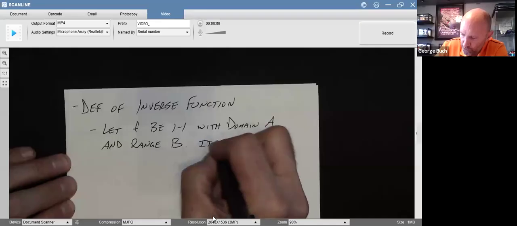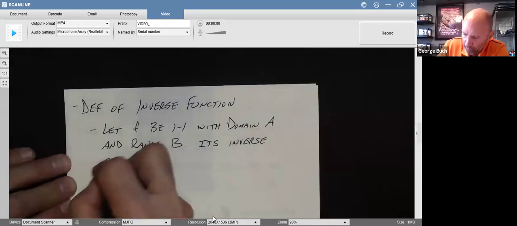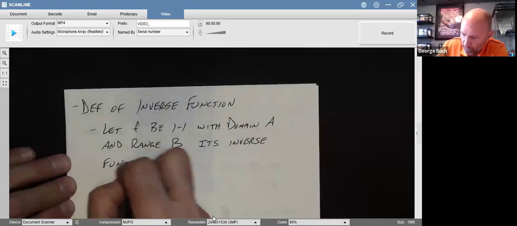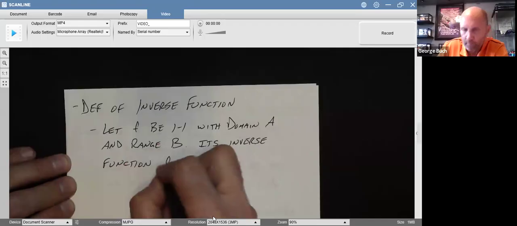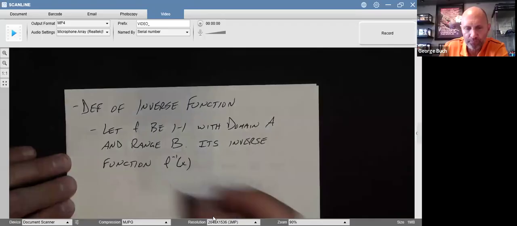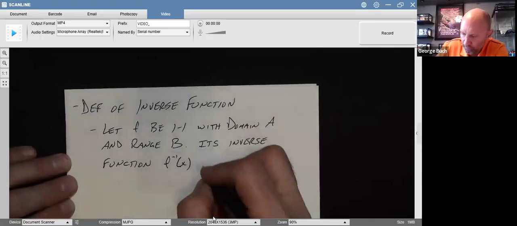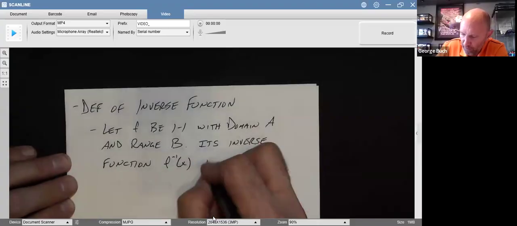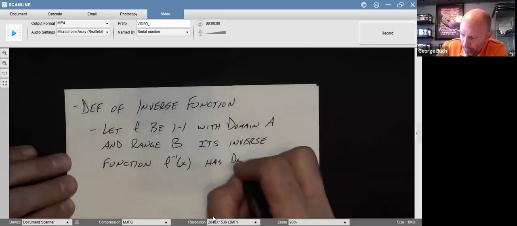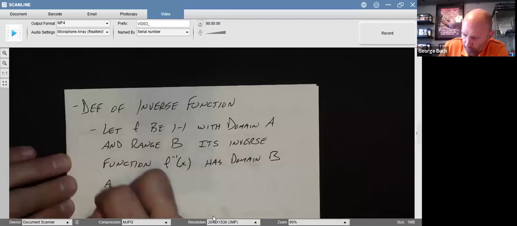Its inverse function, and we write this with a little -1 up at the top, so this means f inverse, not f to the -1 power, just f inverse. So its inverse function, f inverse, has domain B and range A.